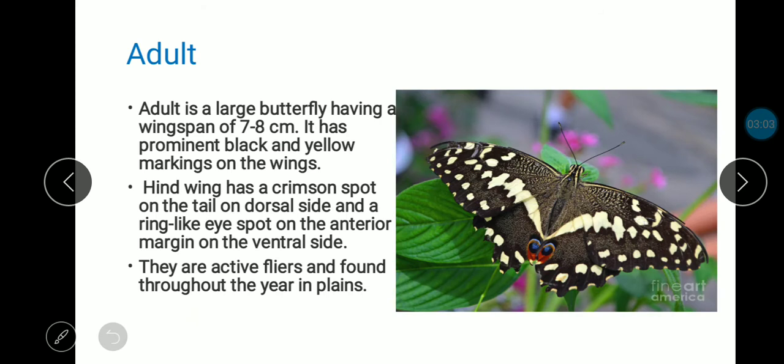This adult is a large butterfly having a wingspan of 7 to 8 centimeters. It has prominent black and yellow markings on the wings. The hind wing has a crimson spot on the tail region. This arrow indicates the crimson spot. Then on the ventral side it has an eye spot. They are active flyers found throughout the year in plains. In 1 year, 5 to 6 life cycles are completed. Hence, it is observed throughout the year.